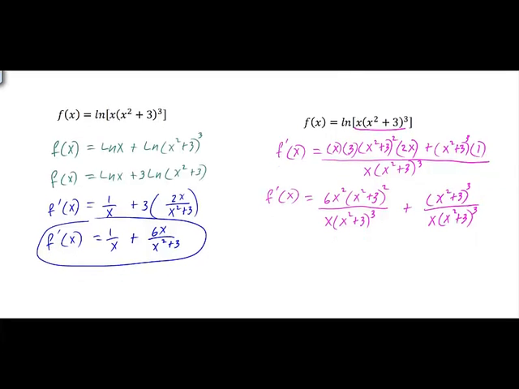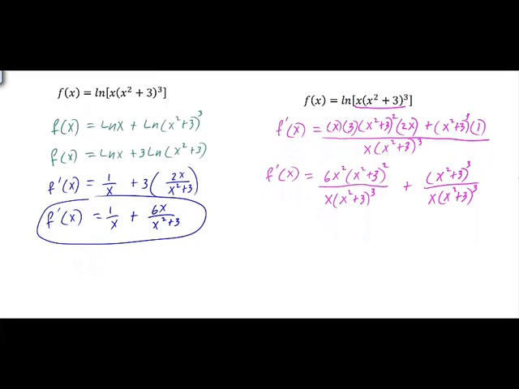So now if we simplify, 6x squared over x, the x is going to cancel there, so we'll be left with 6x. And of course, the x squared plus 3 squared on top would cancel out 2 of the x squared plus 3's on the bottom, so you're left with simply x squared plus 3 on the bottom. And then over here, the x squared plus 3's cubes will cancel, and you're left with 1 over x.